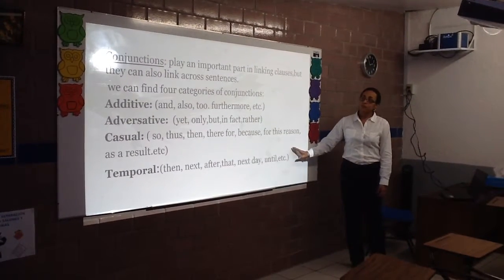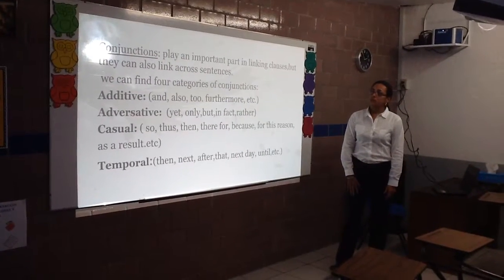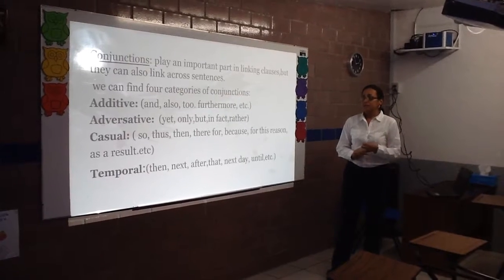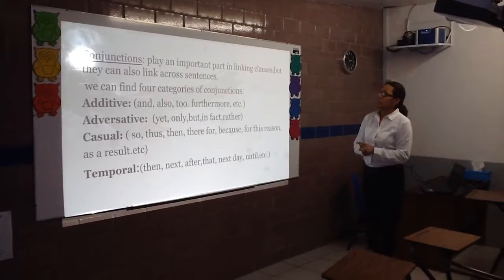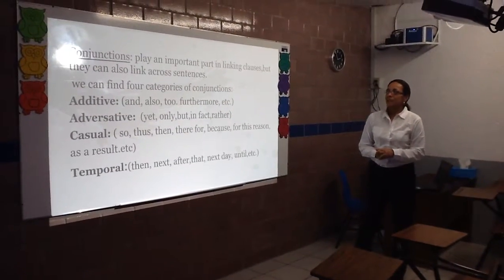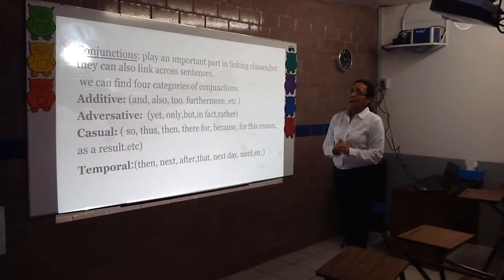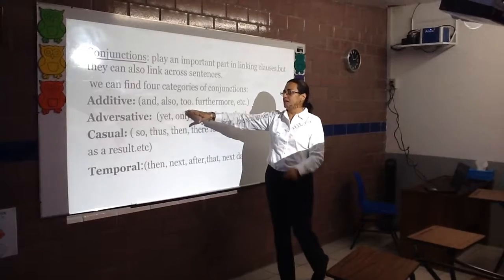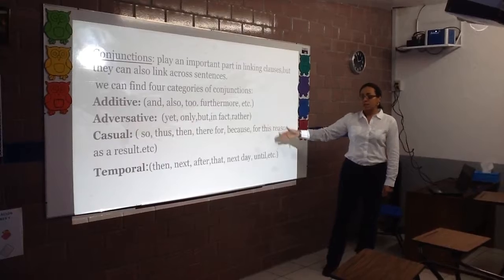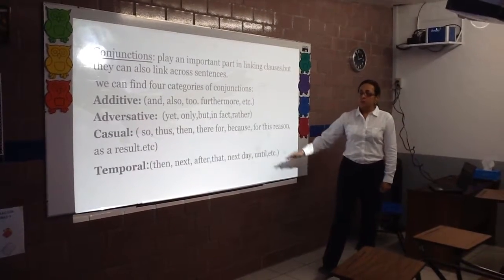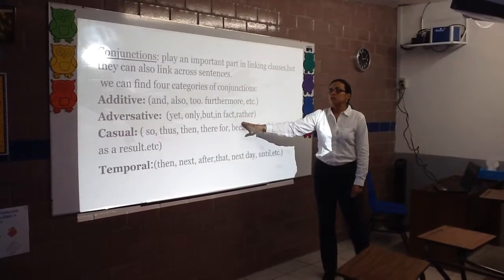Now, another important part that we need to find in our writing is conjunctions. In conjunctions we can find additive, adversative, causal, and temporal. Conjunctions play an important part in clauses, but they can also link across sentences. Additive, we can have and, also, furthermore, etc. A simple sentence could be, my friend and I are going to the park. So I'm using the additive, adding my friend to go to the park.